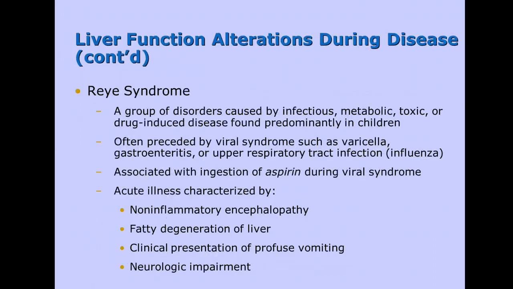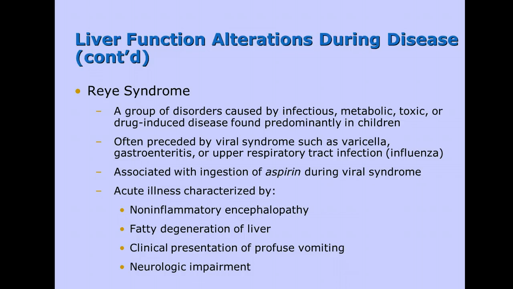Another disease that I like to put in this area, because it does involve the liver, is Reye syndrome. This is a group of disorders caused by infectious, metabolic, toxic, or drug-induced disease primarily found in children. It's often preceded by a viral syndrome such as varicella, some type of gastroenteritis, or an upper respiratory tract infection such as influenza. It's associated with the ingestion of aspirin during a viral syndrome. If you actually look at a bottle of aspirin, it will give you the warning on Reye syndrome.